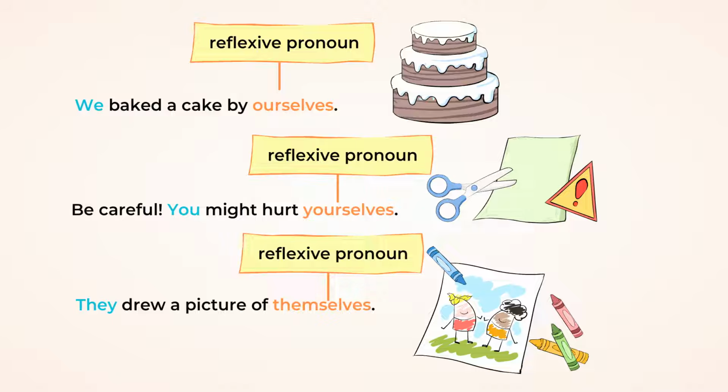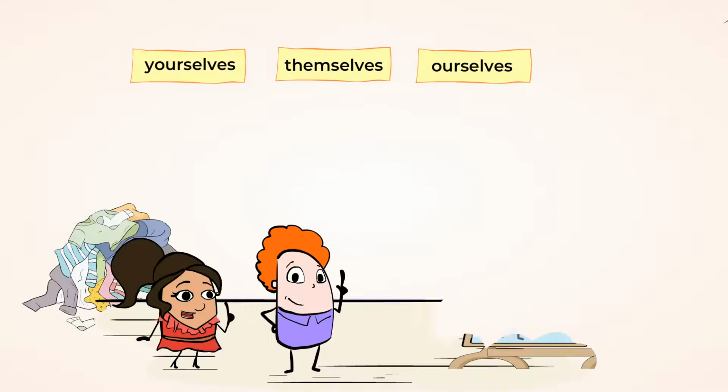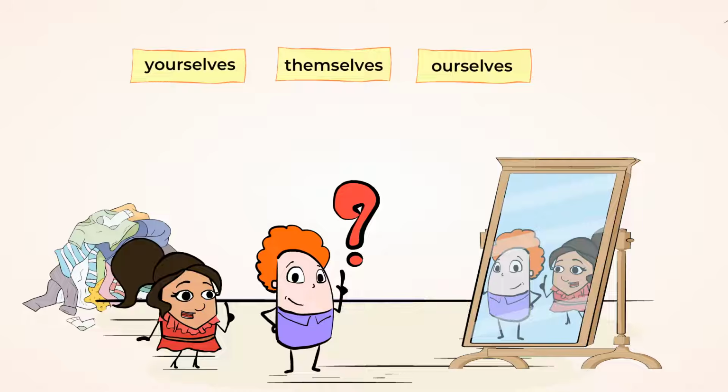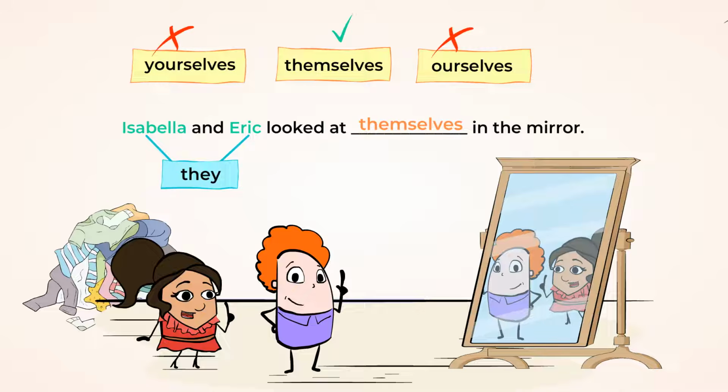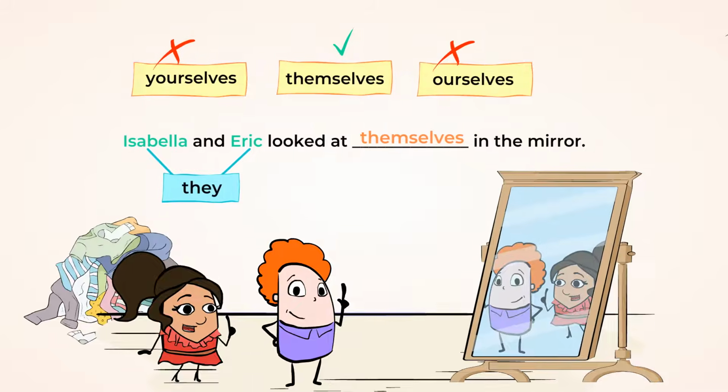Ourselves, yourselves, and themselves. Which one of these reflexive pronouns fits best in this sentence? Isabella and Eric looked at blank in the mirror. Although we don't have any pronouns like we, you, or they to help us, we can look at the names of the people. The sentence is about Isabella and Eric. So that's like saying they. We should use themselves. Nice job.